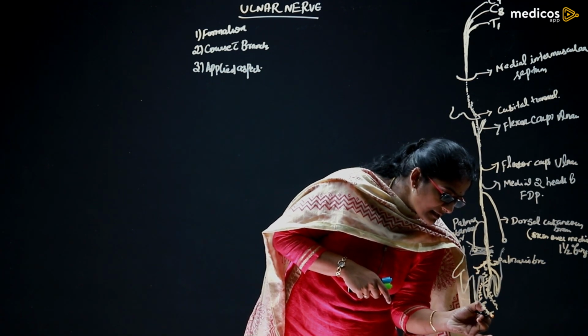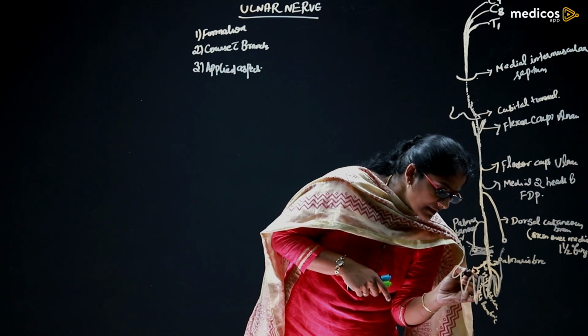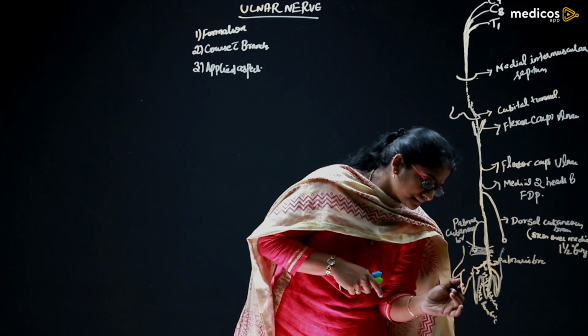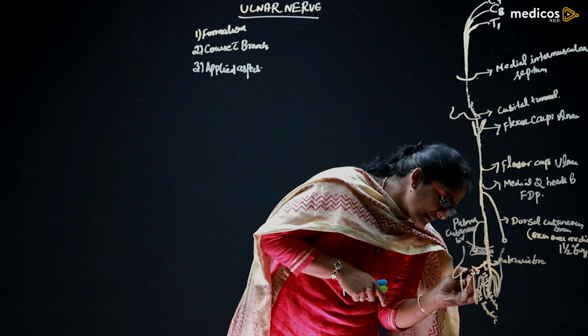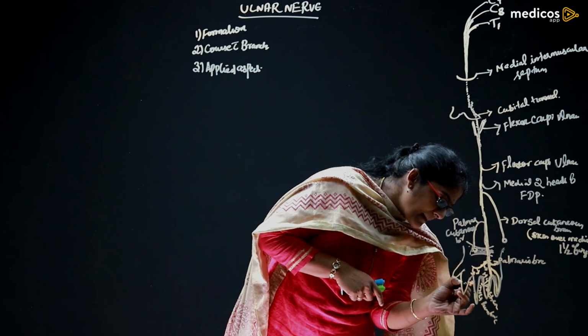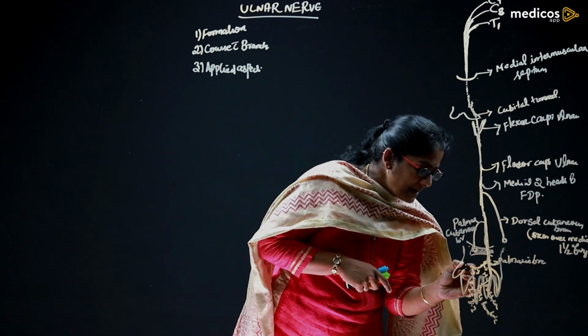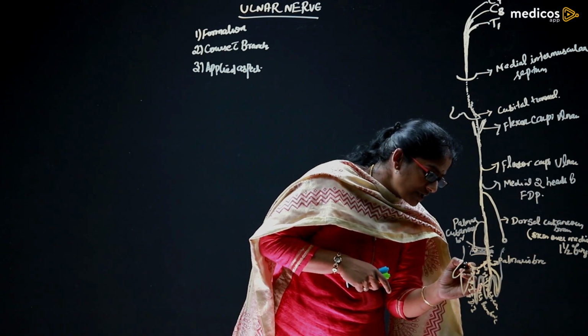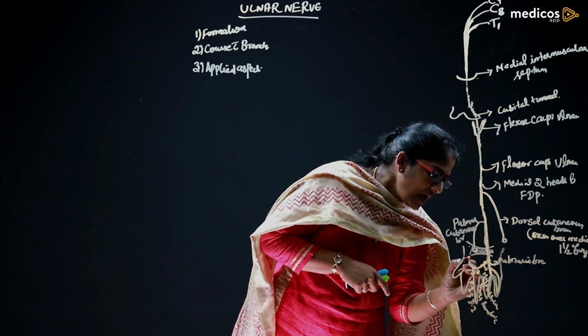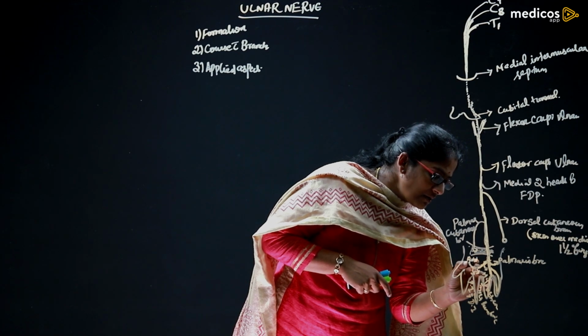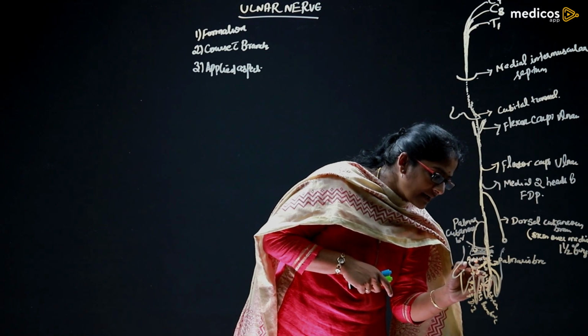Okay, it supplies the third and fourth lumbricals, the palmar interossei 4 and the dorsal interossei 4, and ends by supplying here, I already told you, the adductor pollicis.